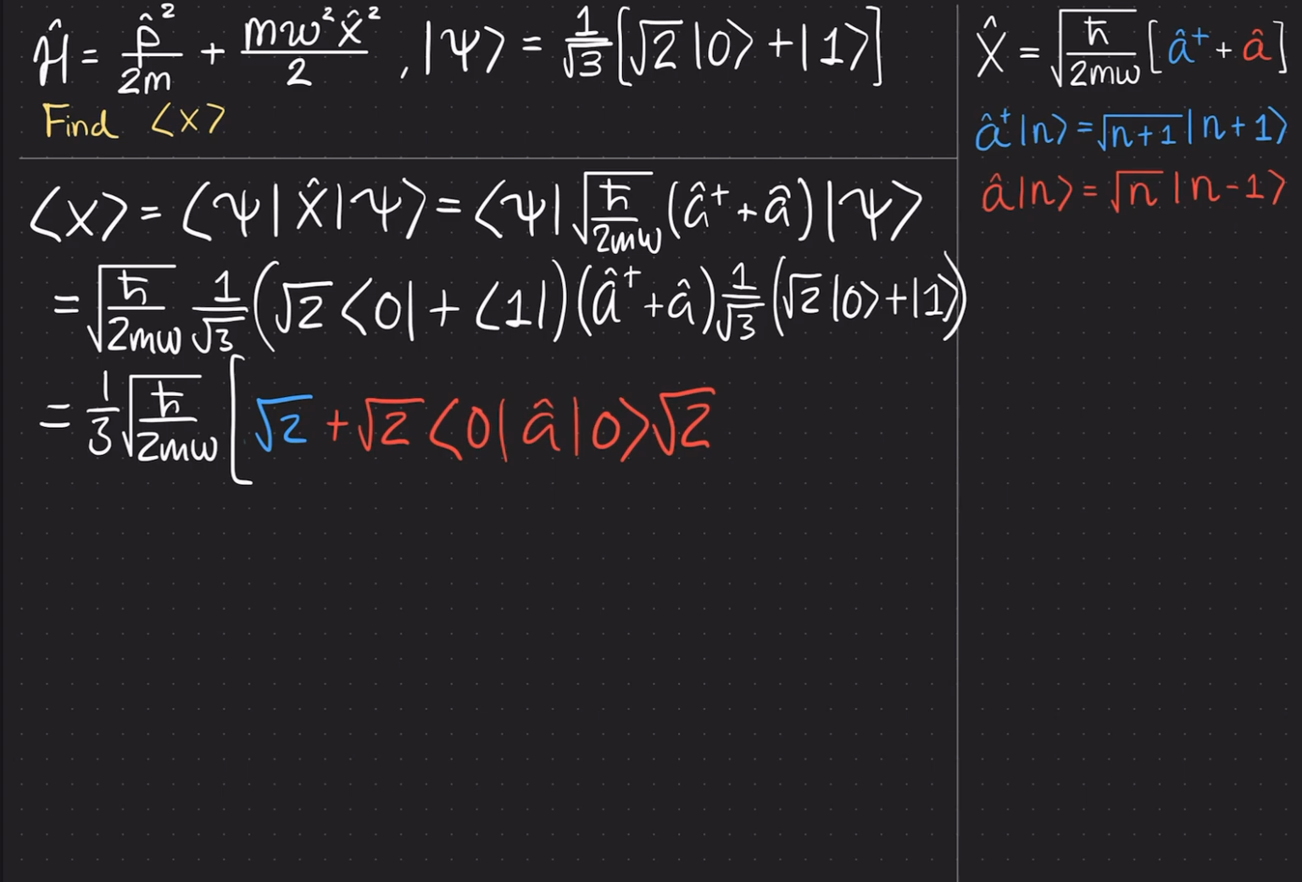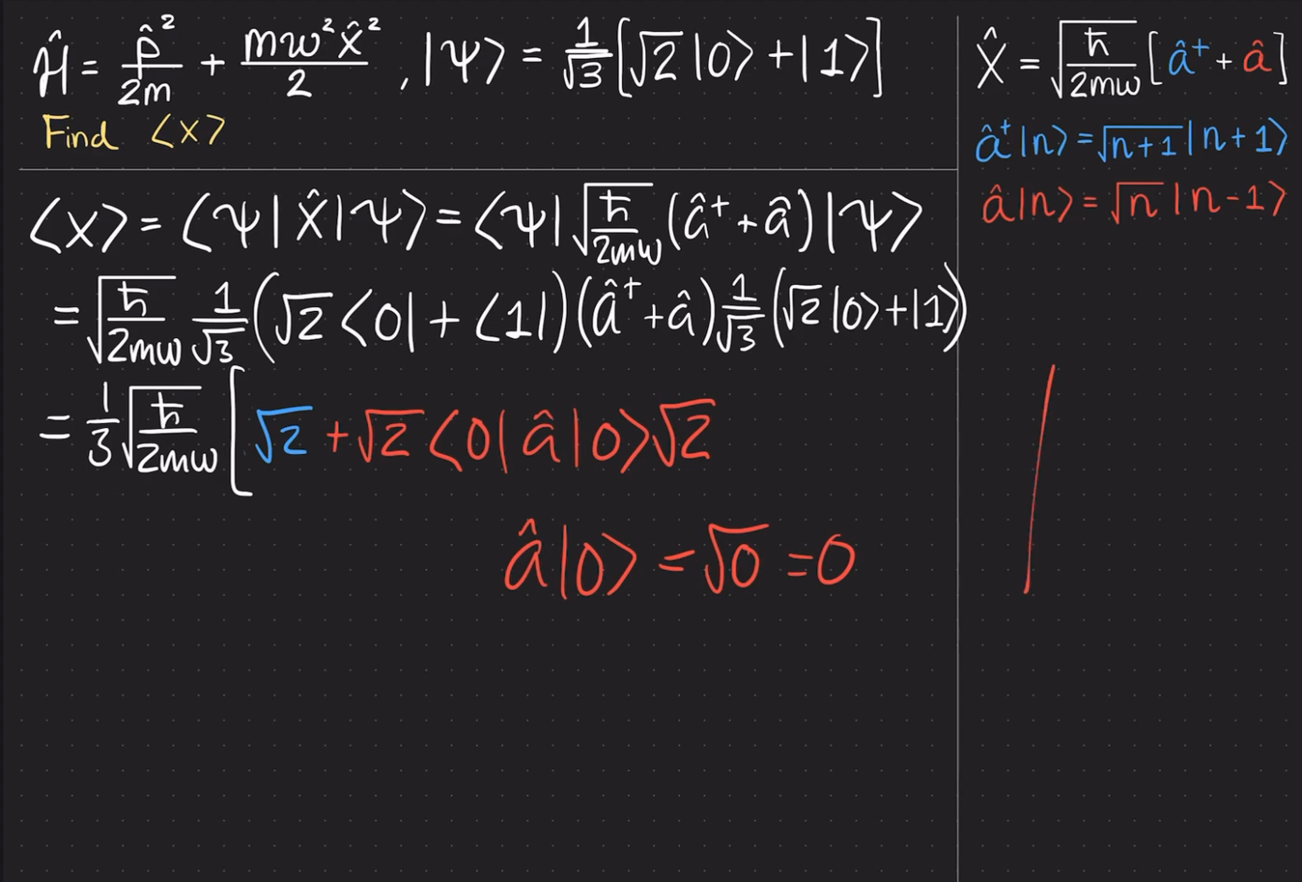Is this going to give us a non-zero result? And the answer is no, it's going to be 0. The reason is that when we apply the lowering operator on the 0 state, this is really important, if we calculate the eigenvalue, n is just 0, and if we check over here, we get the square root of 0, which is just equal to 0, so it just kills off the state.